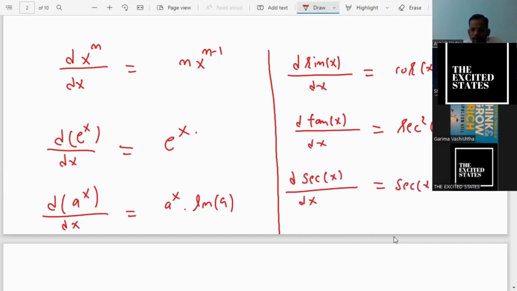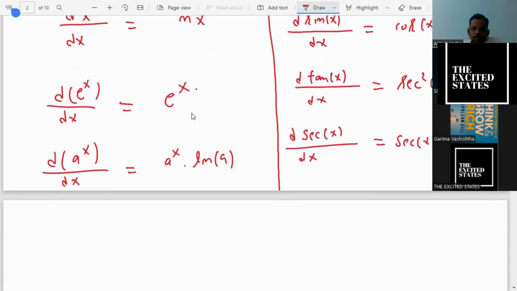Now the derivatives of co-trigonometric functions. Co-trigonometric functions means the derivatives of cot x, cos x, and cosec x. So the derivatives of co-trigonometric functions will be negative. That means the derivative of cosine of x with respect to x will be minus sin x.